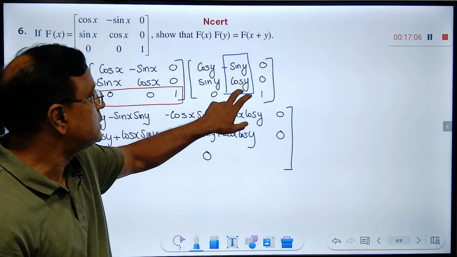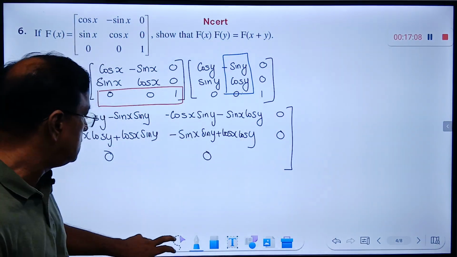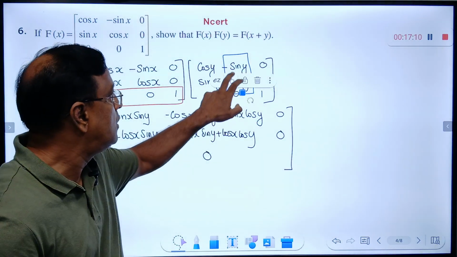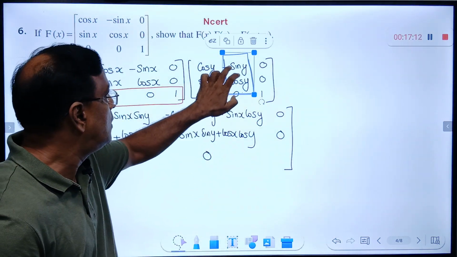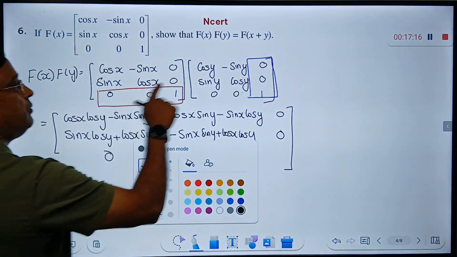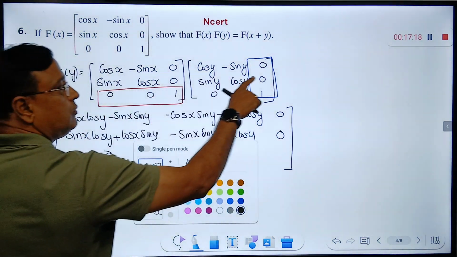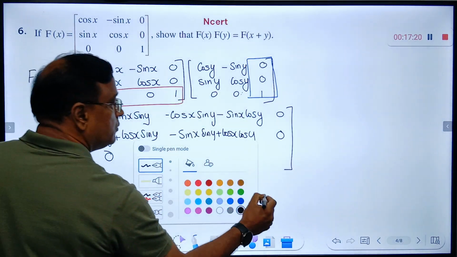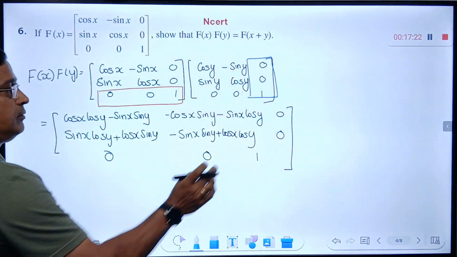Now change to the next element. So what do you get? 0 into 0, 0 into 0, 1 into 1. So what is the element? It's 1.